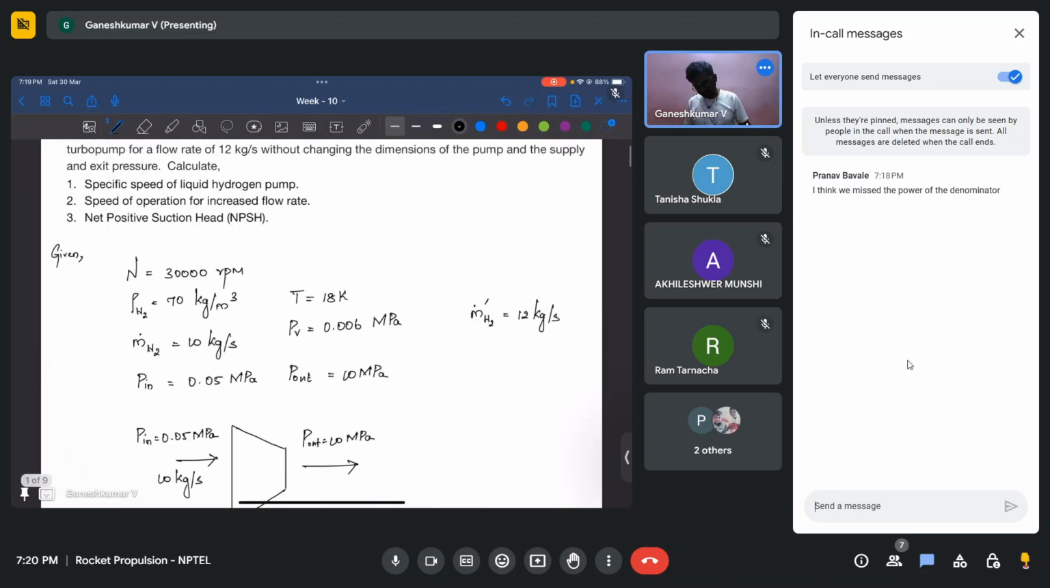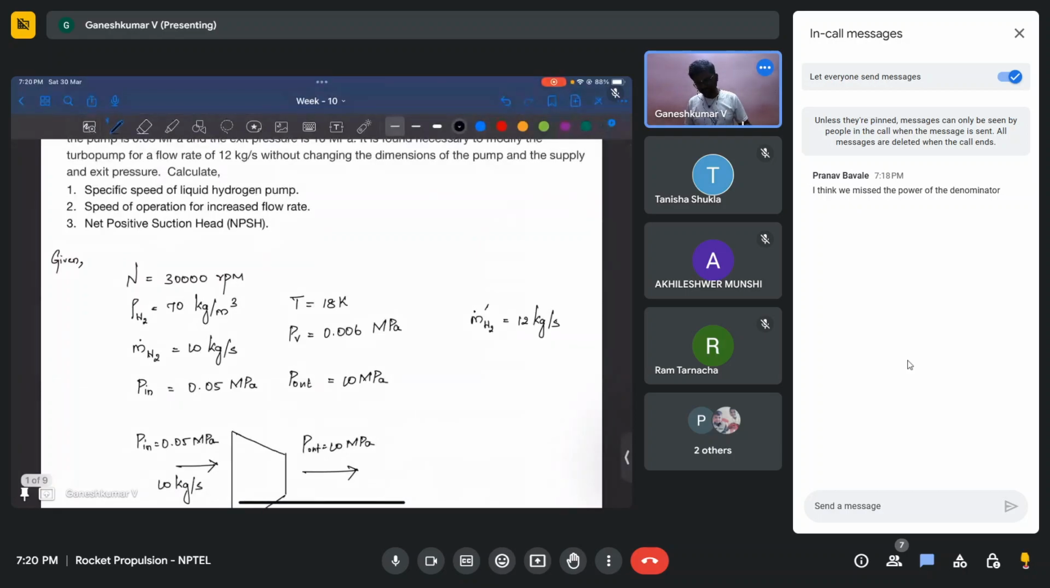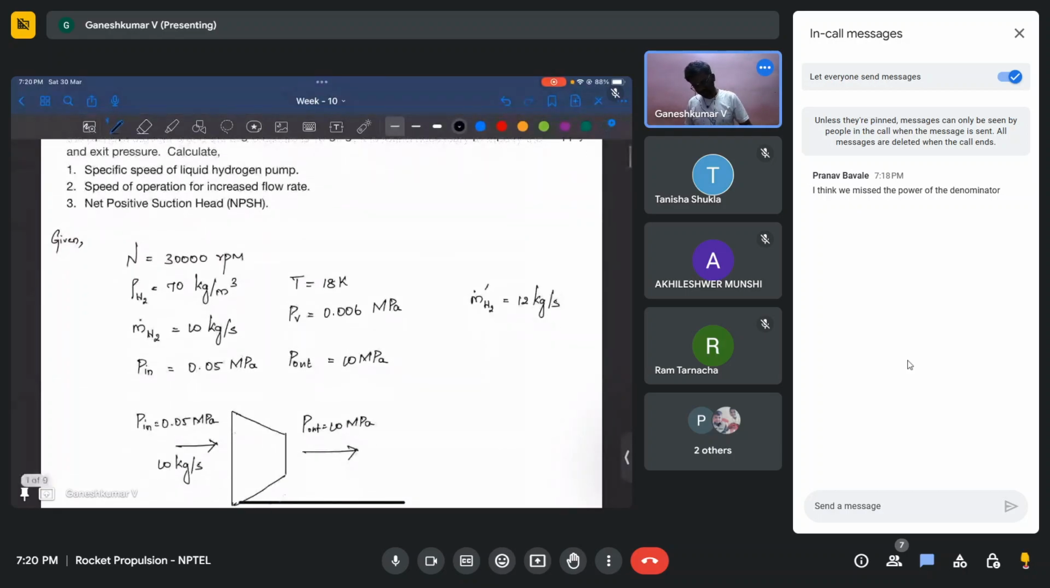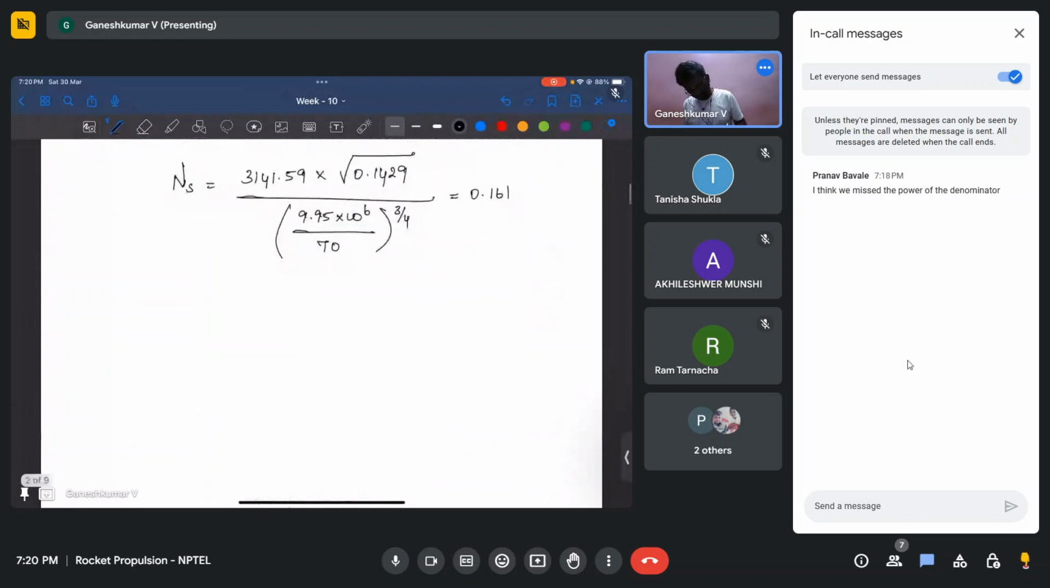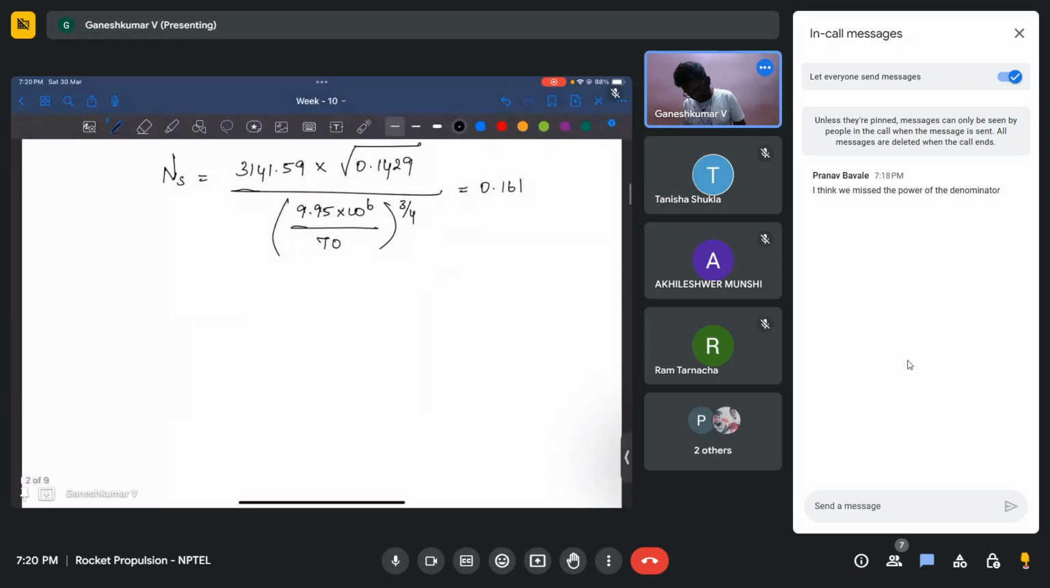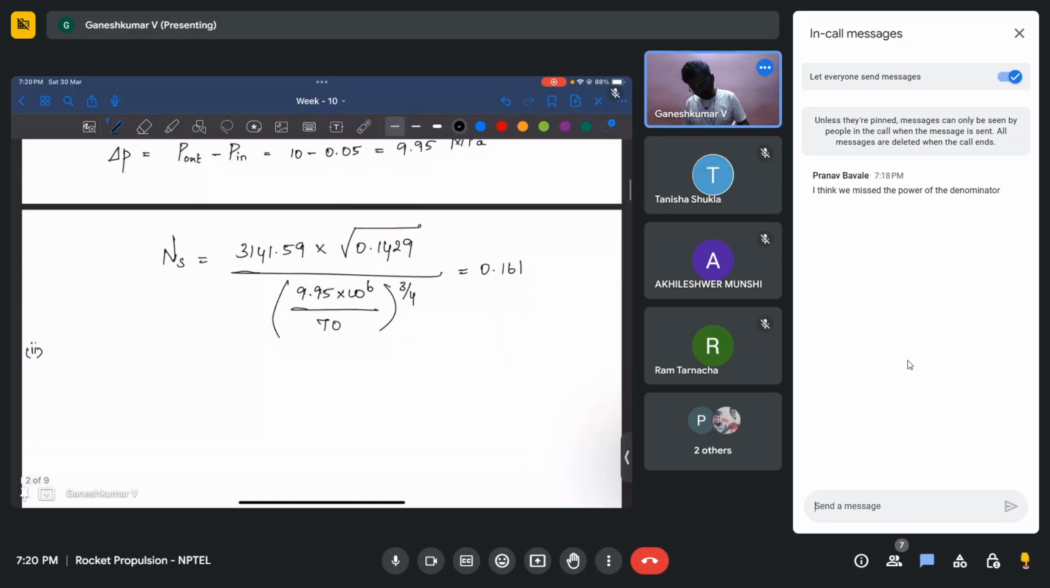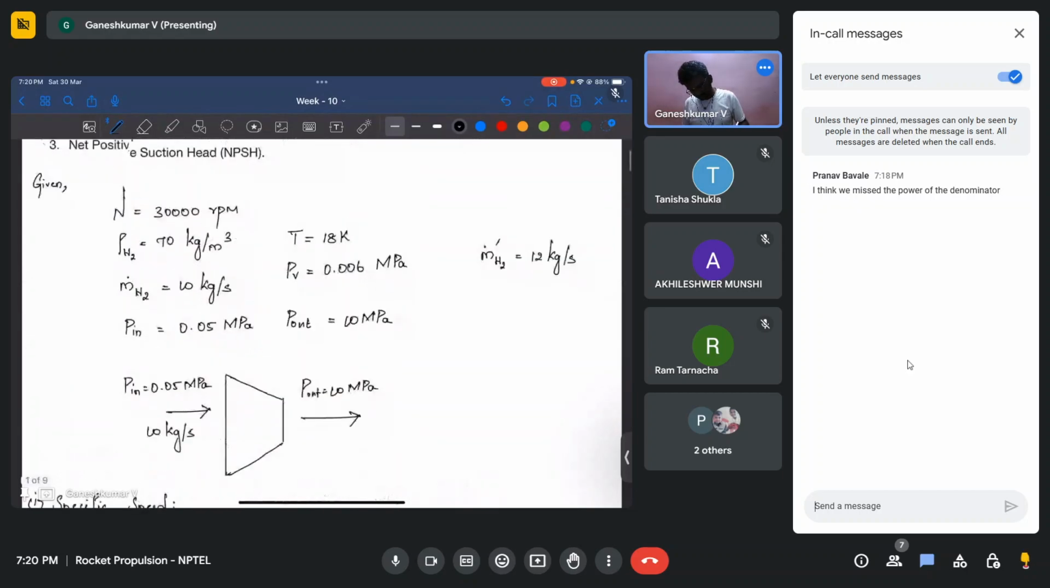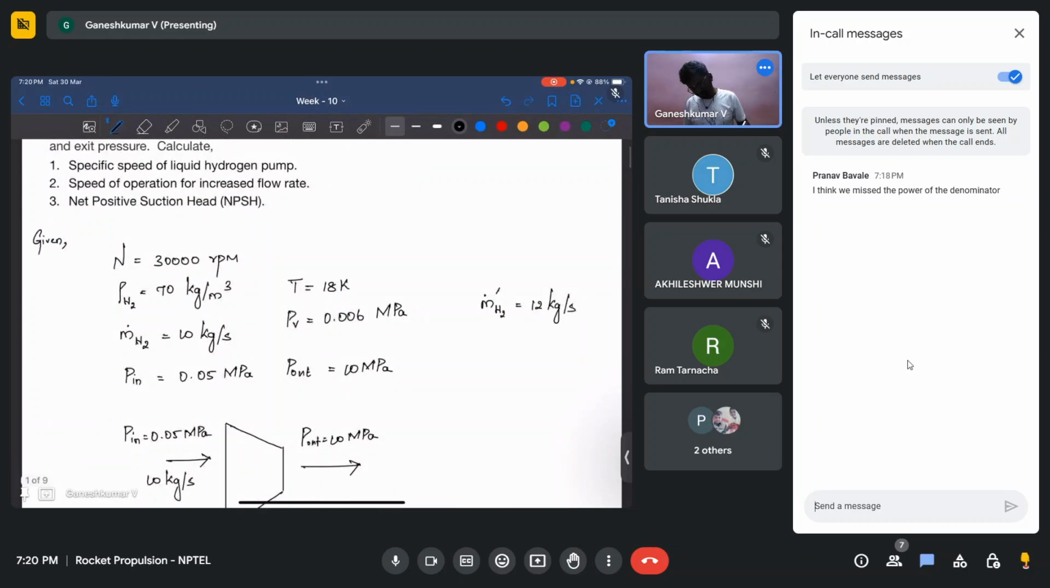Then it's time for me to ask questions. What is this specific speed? So we used some formula and we found something. What is the use of it? Why do we need to find the specific speed?